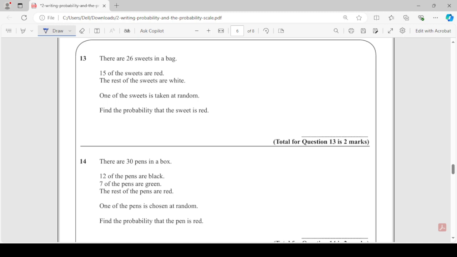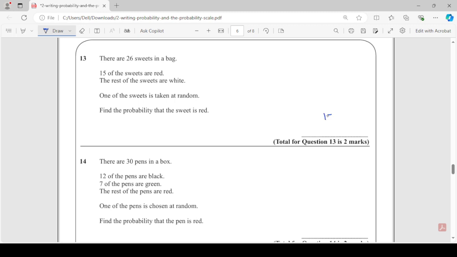Question 13. There are 26 sweets in a bag. 15 of the sweets are red. The rest of the sweets are white. One of the sweets is taken at random. Find the probability that the sweet is red.